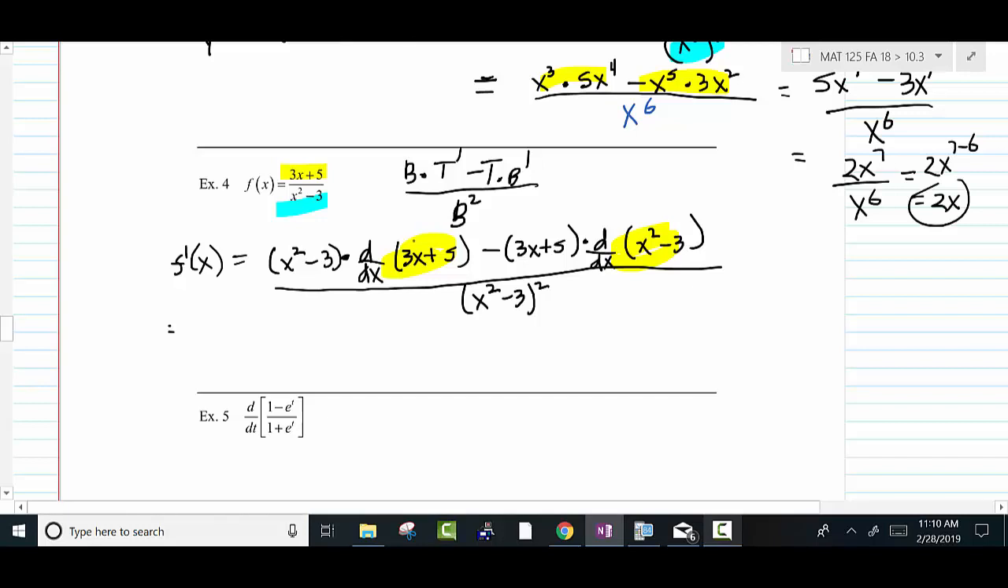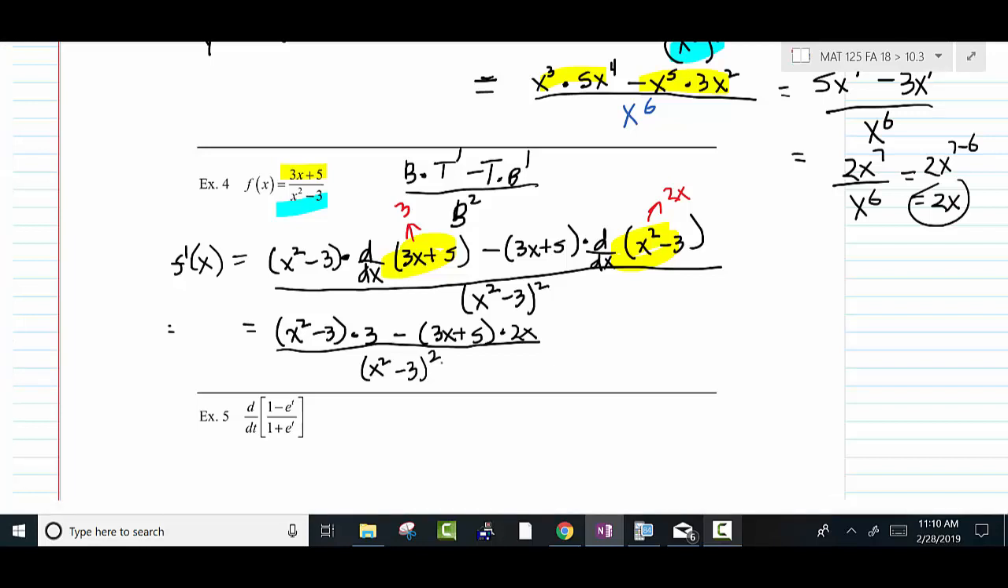So let's see. This derivative is 3. That derivative is 2x. So the next step, we just need to write the result of those two derivatives down. So we would have x squared minus 3 times 3 minus 3x plus 5 times 2x all over x to the second minus 3 to the second, like that. Now the calculus is officially done. That's usually not the part that students struggle too much with. The next part is the algebra.